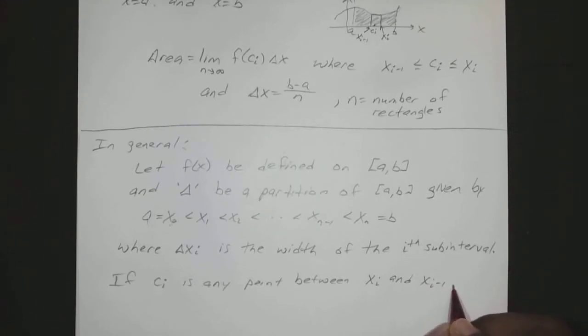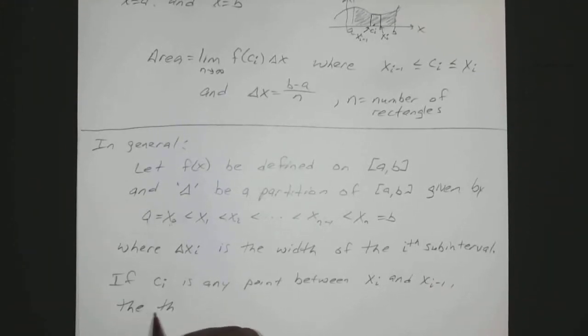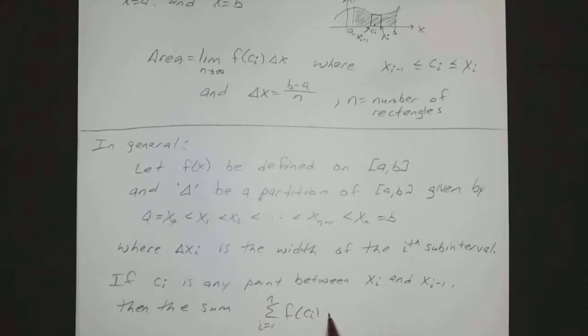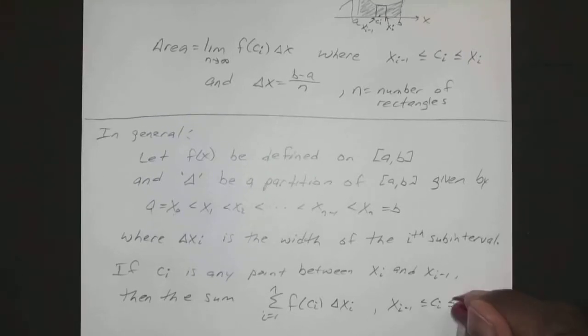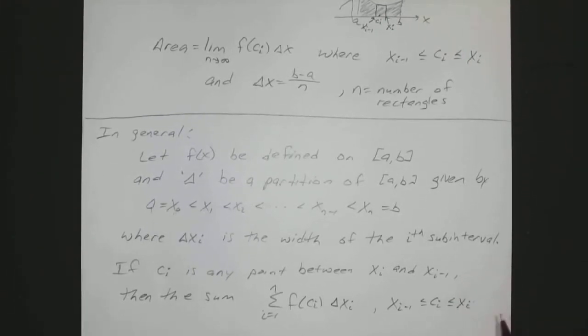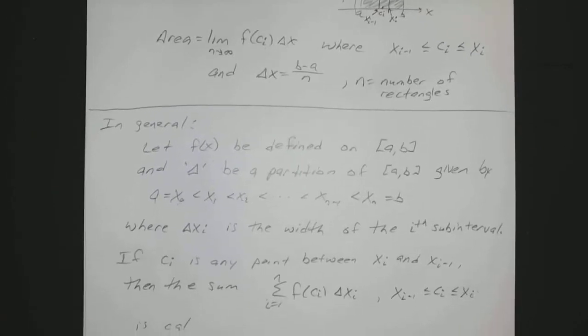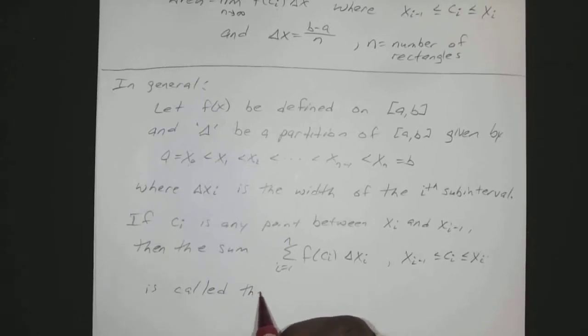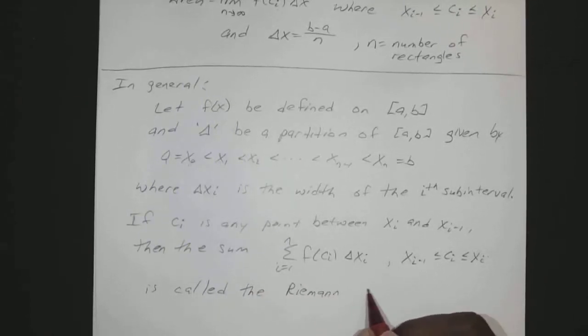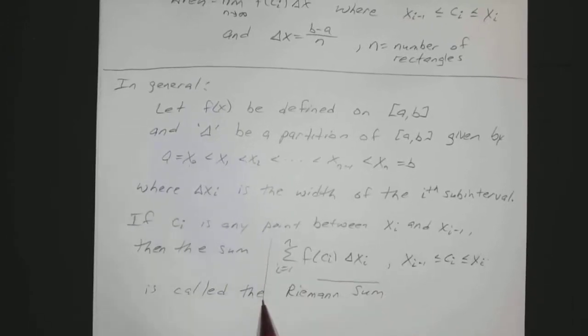x sub i and x sub i minus 1, then the sum from i equals 1 to n of f of c sub i delta x sub i, where x sub i minus 1 is less than or equal to c sub i, which is less than or equal to x sub i, is called the Riemann sum.